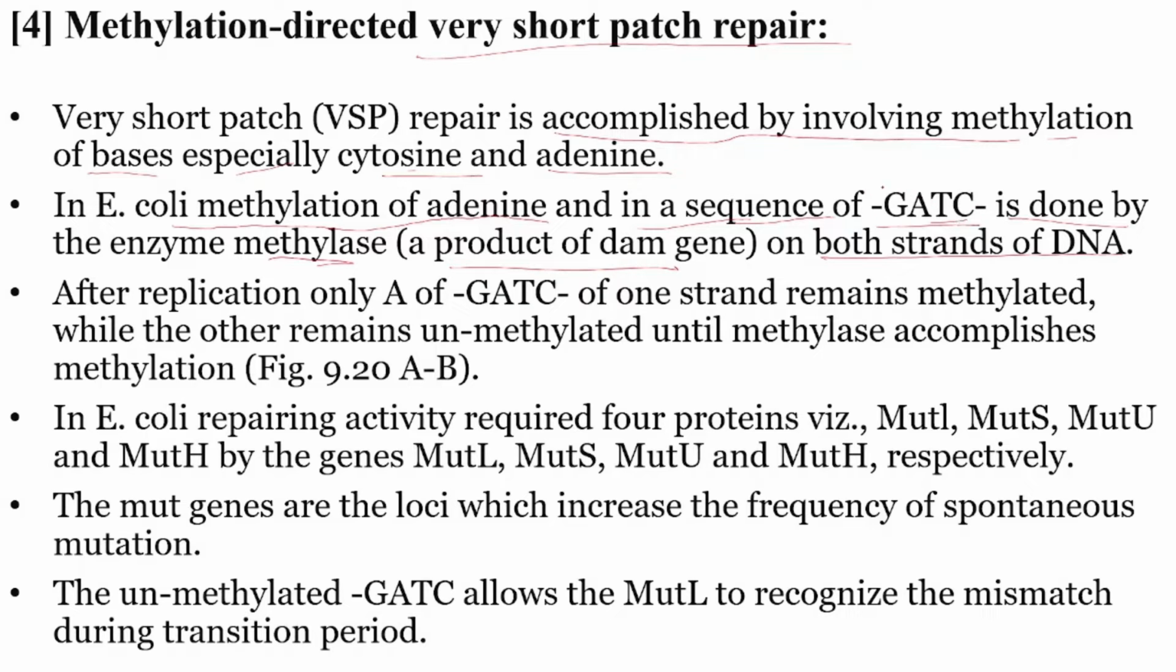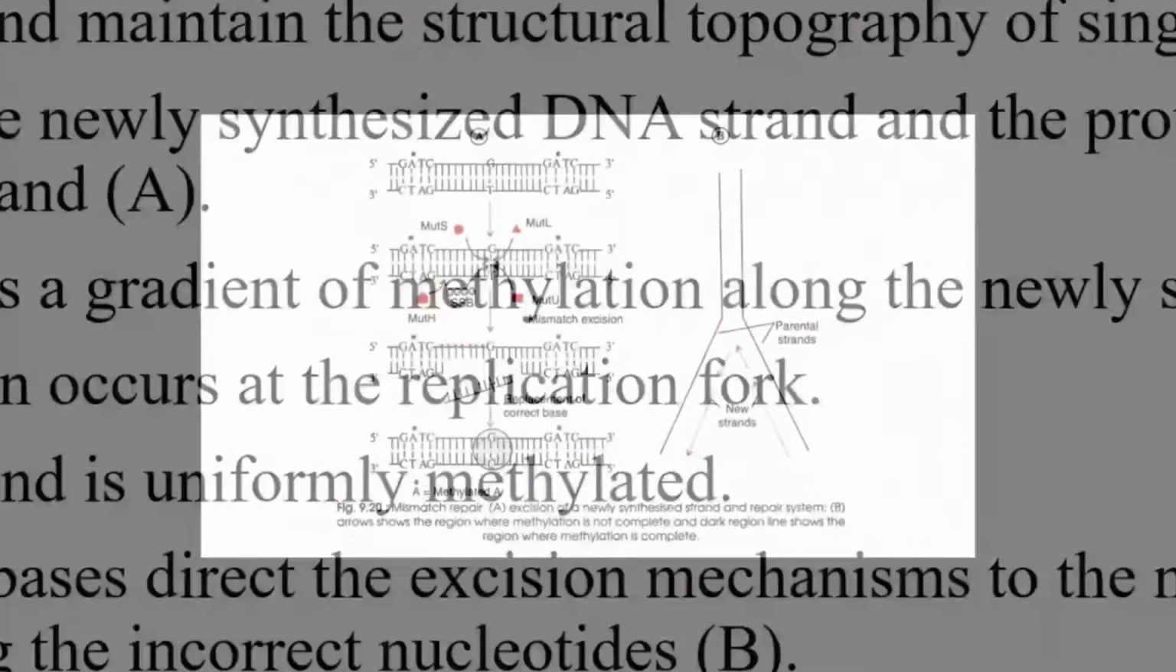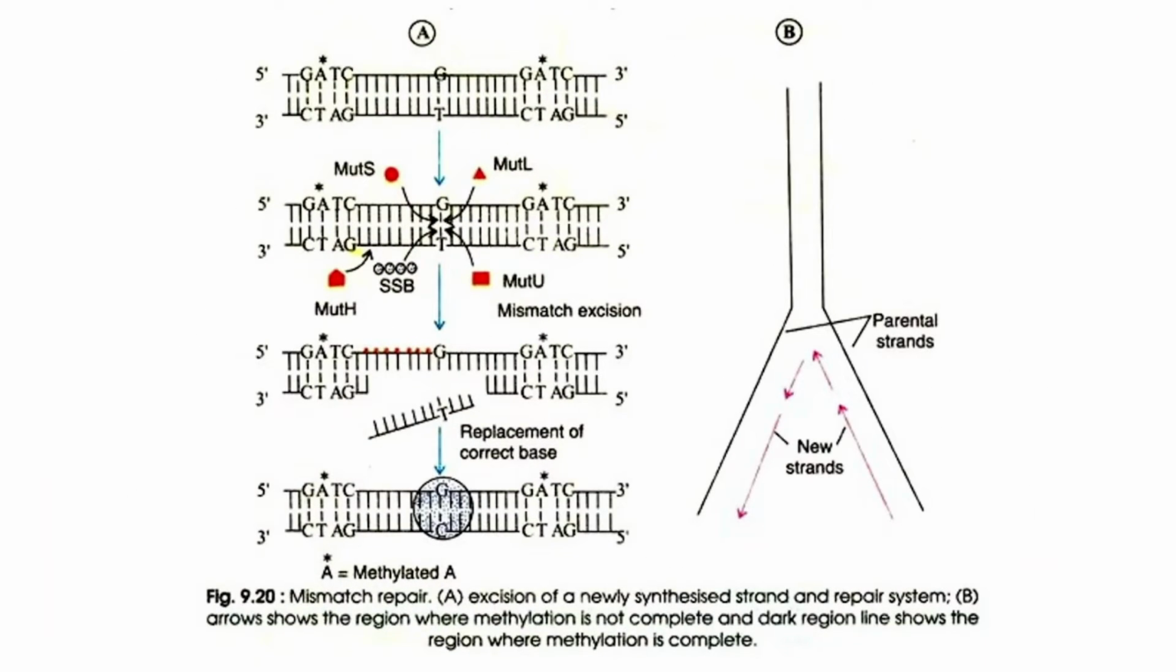What is GATC? It's a sequence which is recognized during the methylation of adenine process. Okay. So after replication, only the A, that is adenine, of GATC of one strand remains methylated while the other remains unmethylated until methylase accomplishes methylation. So here we can see this A, it gets methylated. Okay.